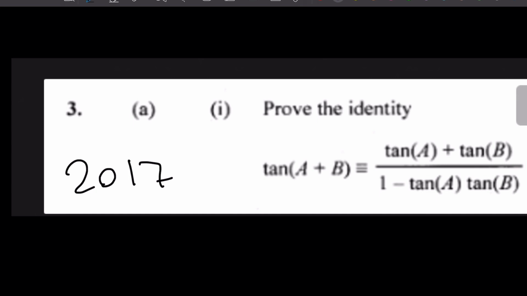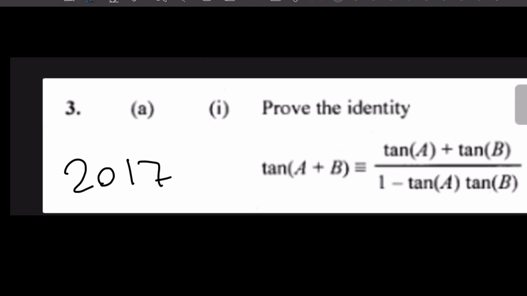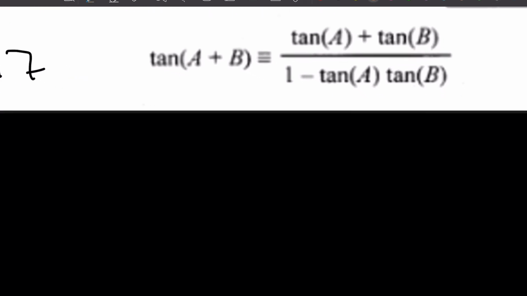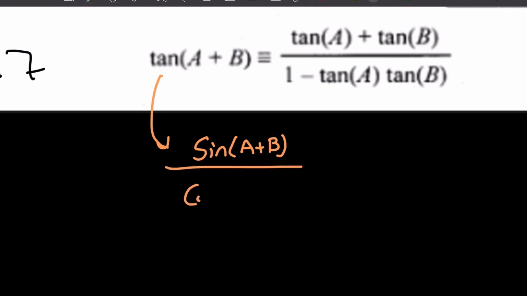So let's do this. So tan A plus B is the same thing as what? Well, tan A plus B is just equal to sine A plus B over cos of A plus B. And great, now we have that, so what do we want to do with this? Well, what we want to do is actually expand this.